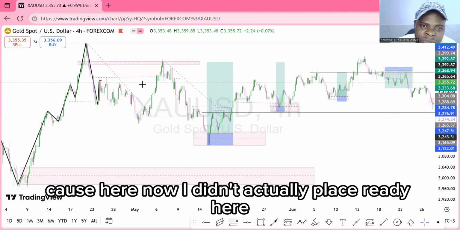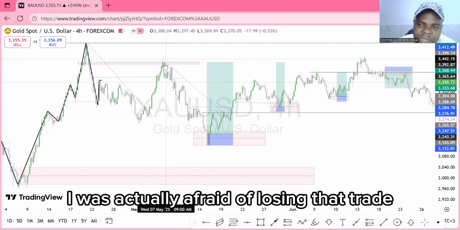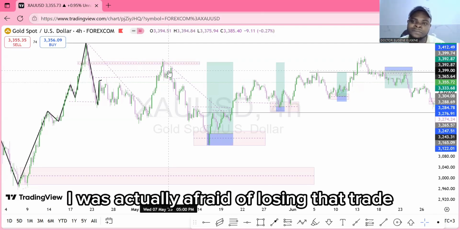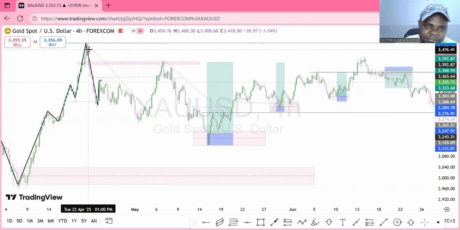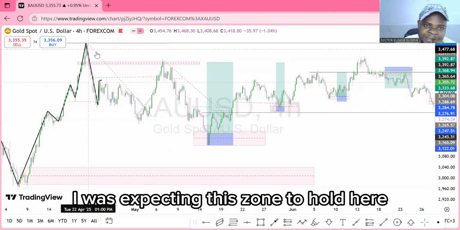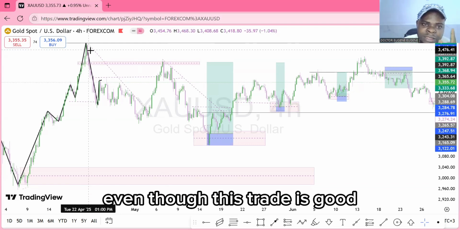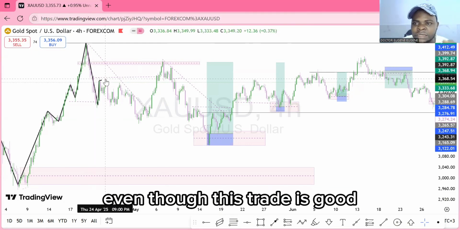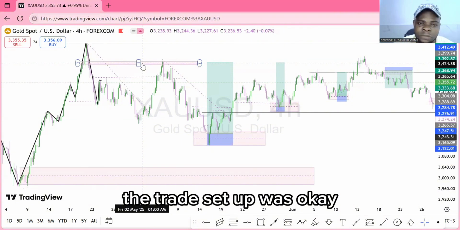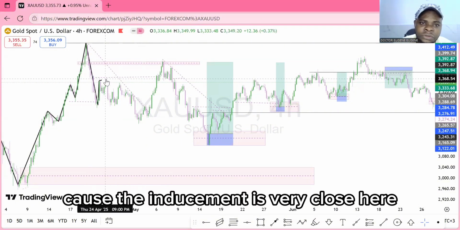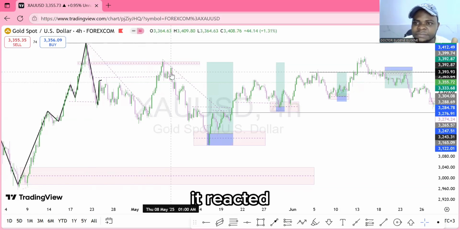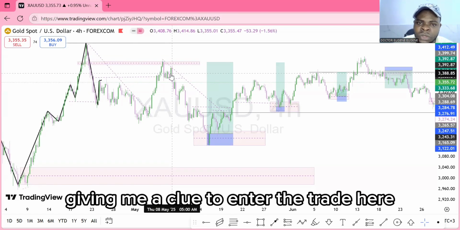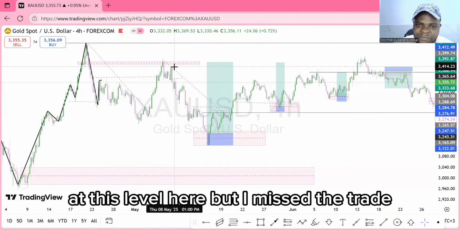Here now, I didn't actually place a trade. I was afraid of losing that trade because of a zone here. I was expecting this zone to hold, even though this trade is good. The trade setup was okay because the inducement is very close here. When the market got here, it reacted, giving me a clue to enter the trade at this level. But I missed the trade.